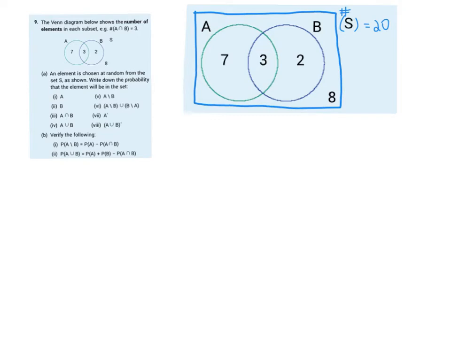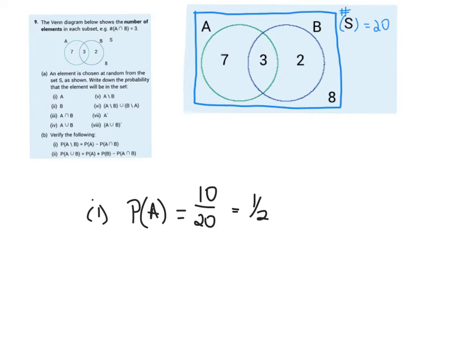So part 1 is write down the probability that the element will be in the set A. So it's P of A. Well, how many elements are in A? All of A is 7 plus 3, which is 10, out of the whole set, which is 20. So it's 1 over 2, which is a half, or 0.5.